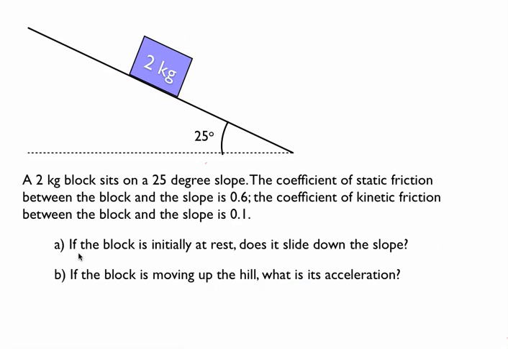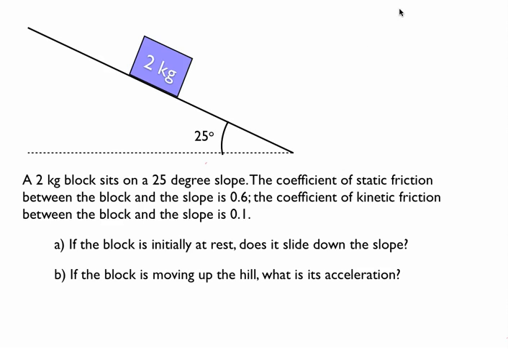So now let's move on to the second question. What happens if the block is already moving? So here we have the block moving up the hill, and we're asked what its acceleration is. Because the block is moving, static friction isn't important. Instead, we're going to be looking at the kinetic friction, μk. So we're going to make a note of that.